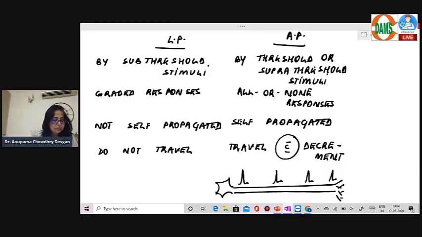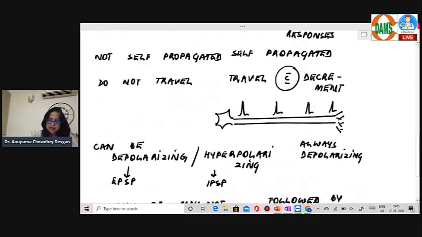What is a graded response, Kaustuv? Graded response means small stimulus, small response. Larger stimulus, larger response. It's graded depending upon the strength of the stimulus.